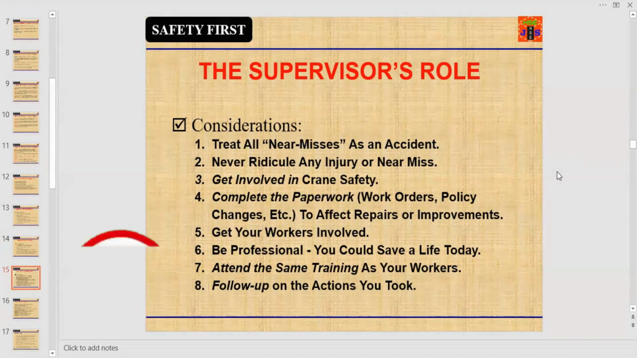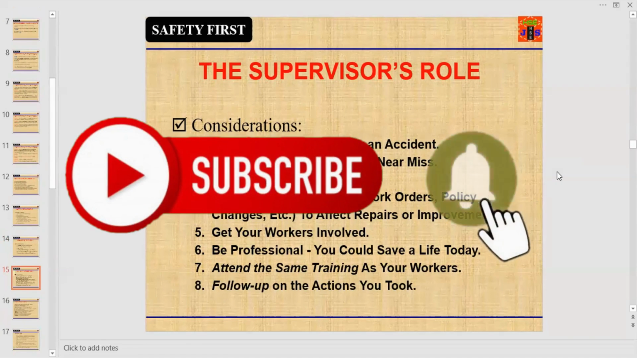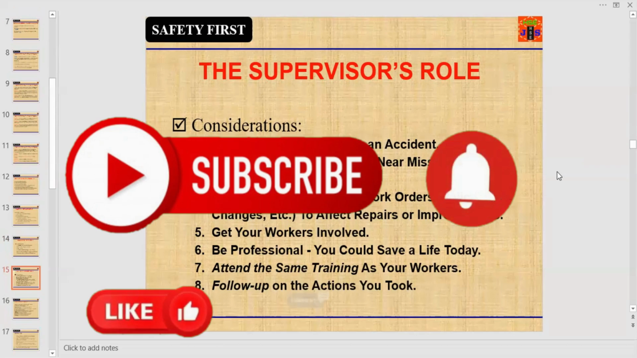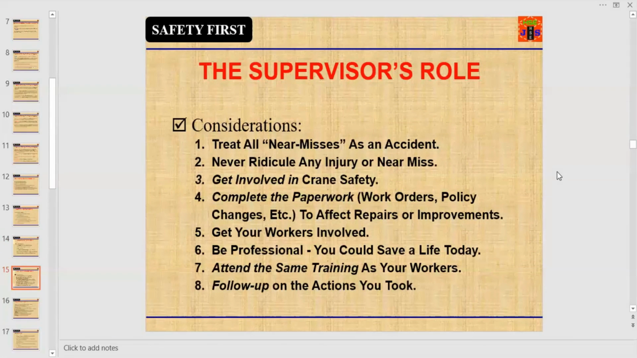Supervisors are equally responsible in maintaining occupational safety and health at the construction site. They have to treat all near misses as an accident. Never ridicule any injury or near miss. Get involved in crane and lifting safety. Get your workers involved. Be professional. You could save a life today and follow up on the actions you took.